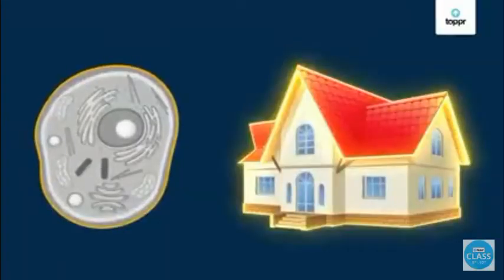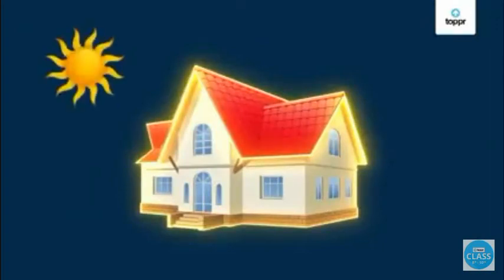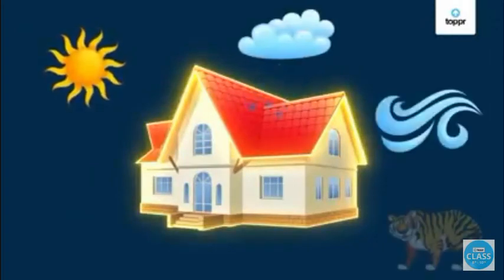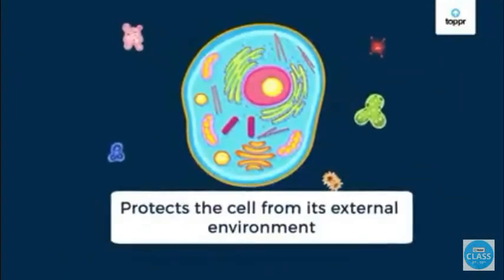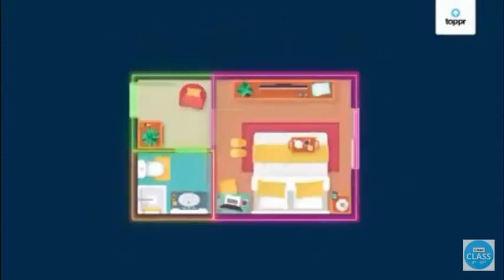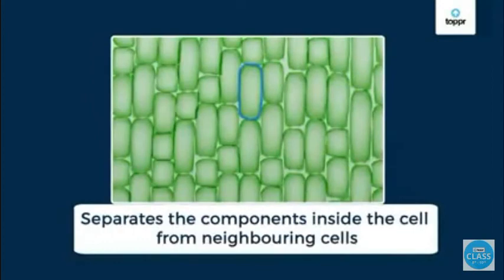We know that walls protect us from external environmental conditions like heat, cold, wind, and even wild animals. Exactly the same way, cell membrane protects the cell from its external environment. Walls also separate the different rooms from one another, right? Similarly, even the cell membrane separates the components inside the cell from neighboring cells.